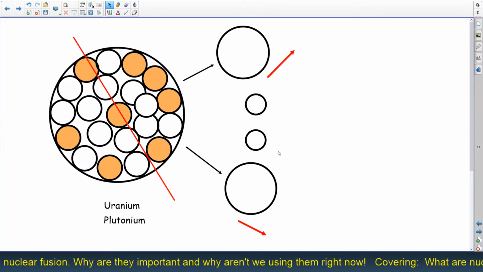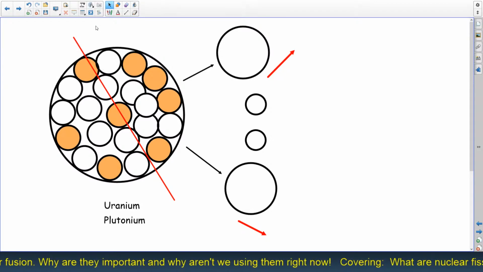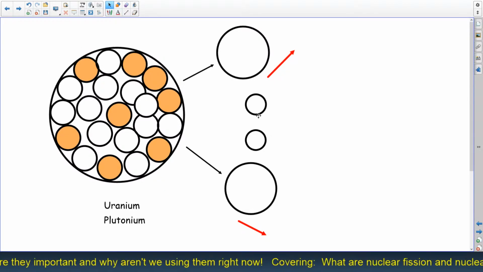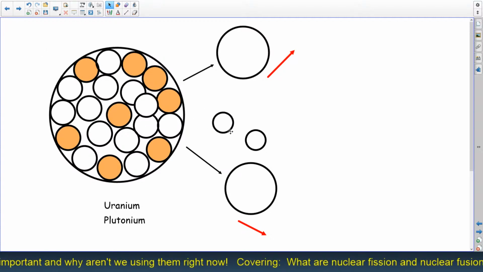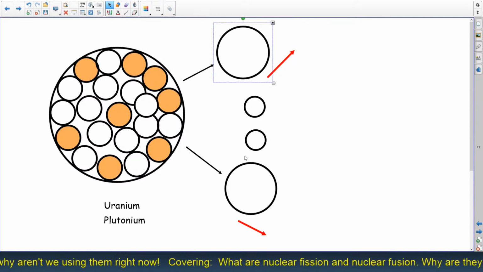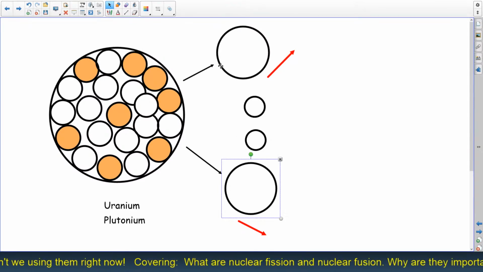And this is the genius of it. Because if you can get enough of these uraniums in one spot, if you fire a neutron in and break this one up, then it produces a couple of these big fragments that we can get energy out of.